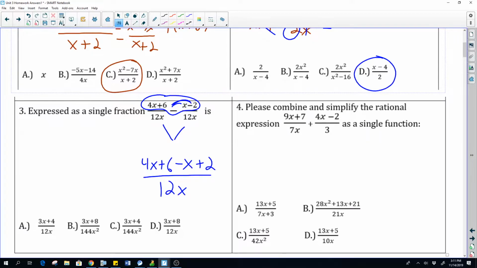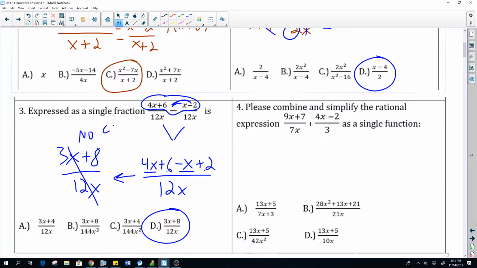And then we can combine like terms. So 4x with negative 1x, 4 minus 1 is 3x. And then 6 with the 2, 6 plus 2 is 8. So we have 3x plus 8 all over 12x. Now remember, that's it, D. So remember that you cannot cancel these ones. No. Can't cancel because they're connected by the plus symbol, right? Connected by the plus symbol.